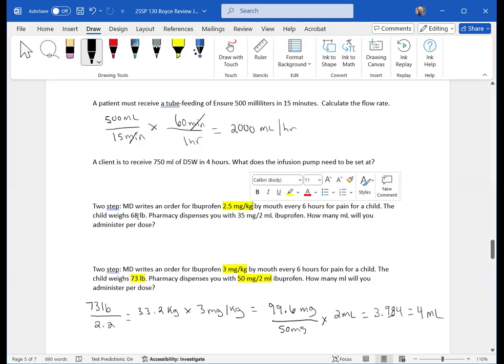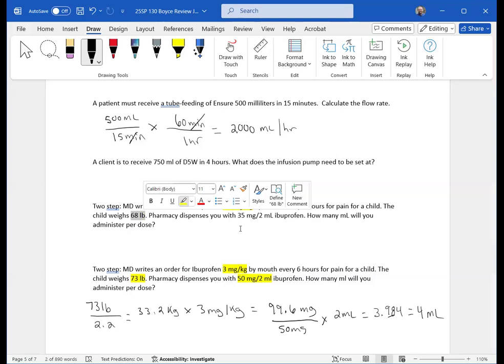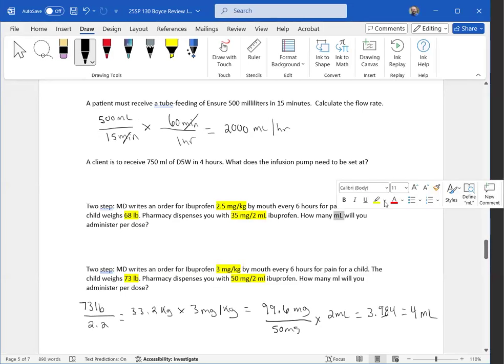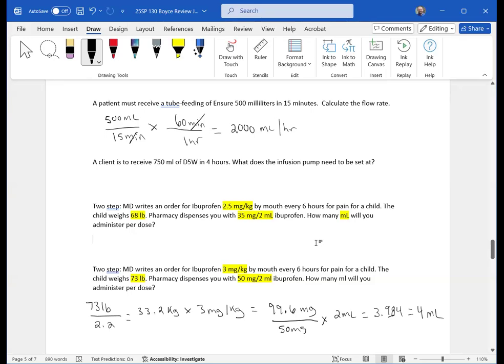It tells you that this child weighs 68 pounds, and we have our available of 35 milligrams per 2 ml. Okay. And so the question is, how much would we administer per dose? And then they specifically ask for the mLs. Typically, when you get a medication label and they're asking you how much to administer, it's usually always going to be whatever that quantity is.